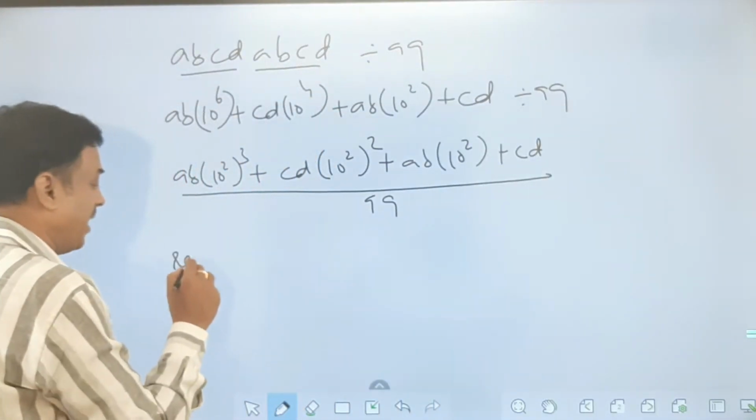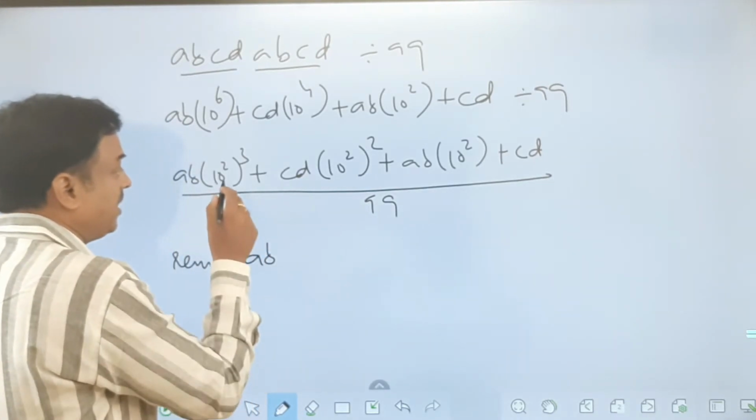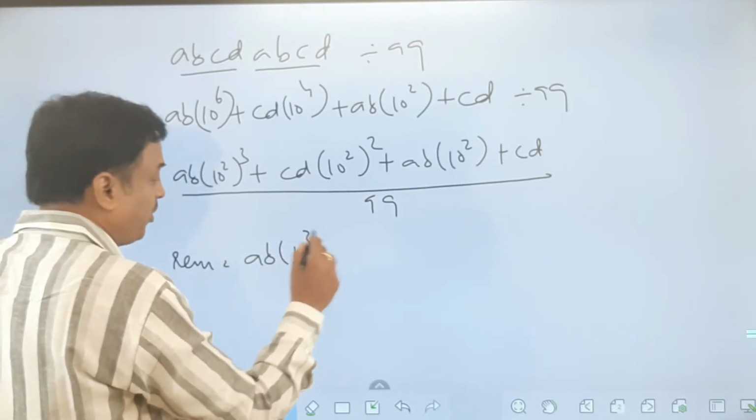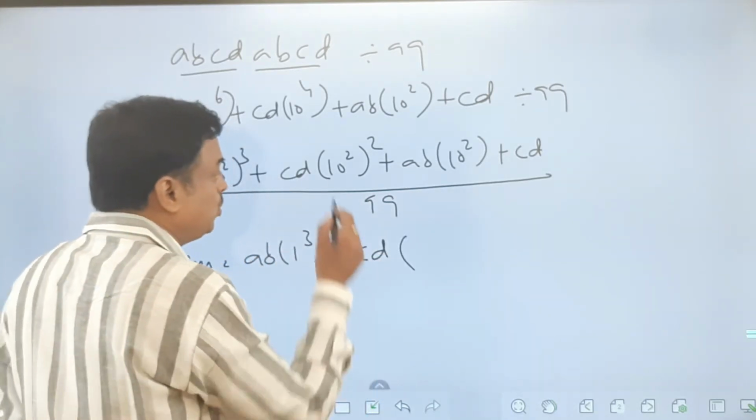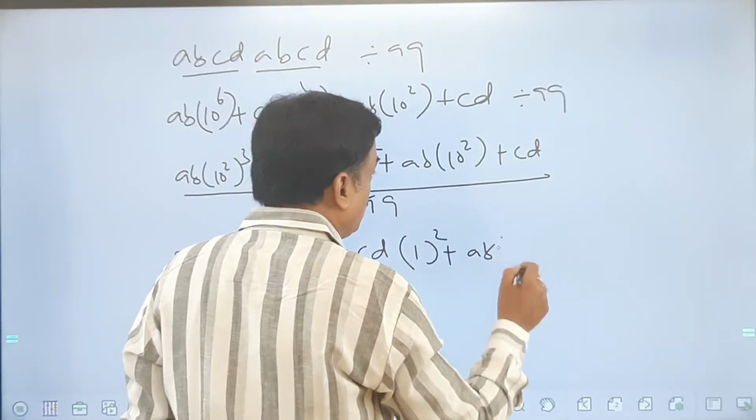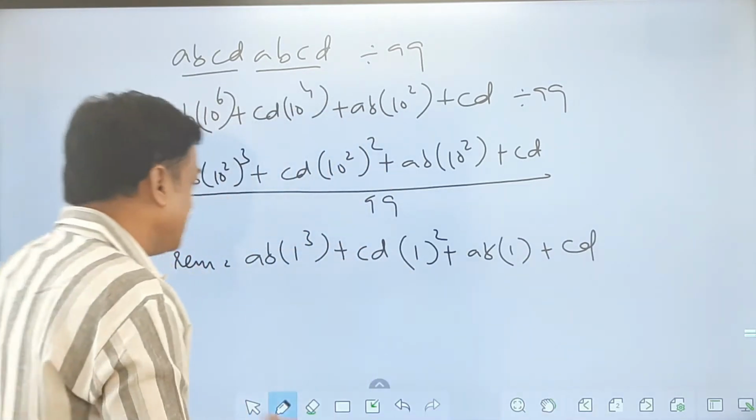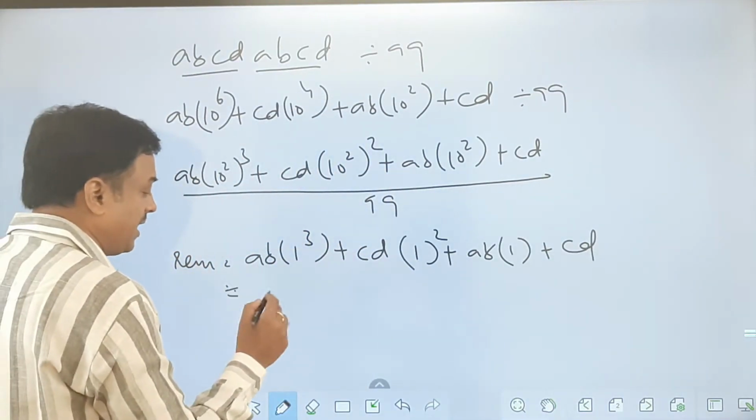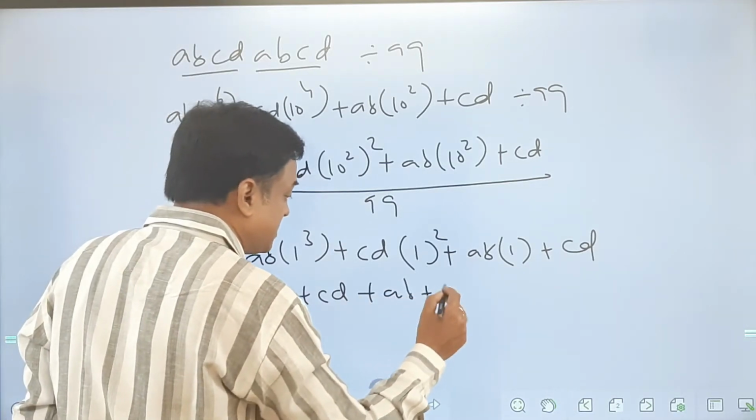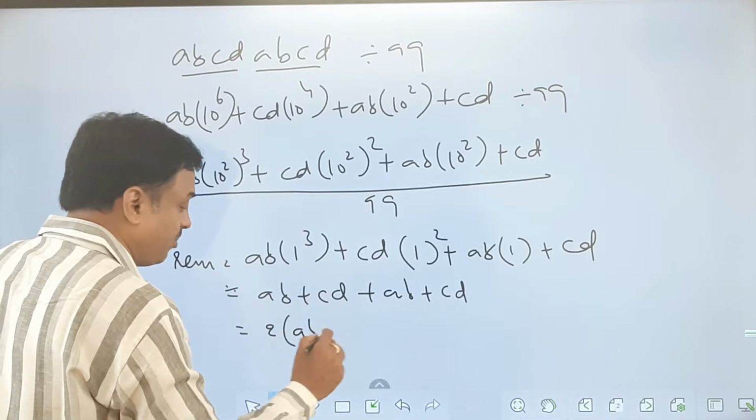And ultimately for the remainder, looking at AB into 10 squared, which is 100, 100 divided by 99 leaves 1, so this is going to be 1 to the power of 3. CD into 100 divided by 99 gives 1 squared. AB into 100 divided by 99 is 1, and finally CD. So the ultimate remainder here is AB plus CD, again AB plus CD. I can just write it as 2 times AB plus CD.